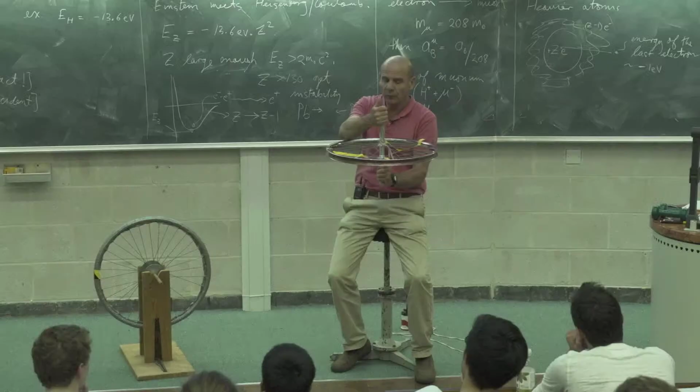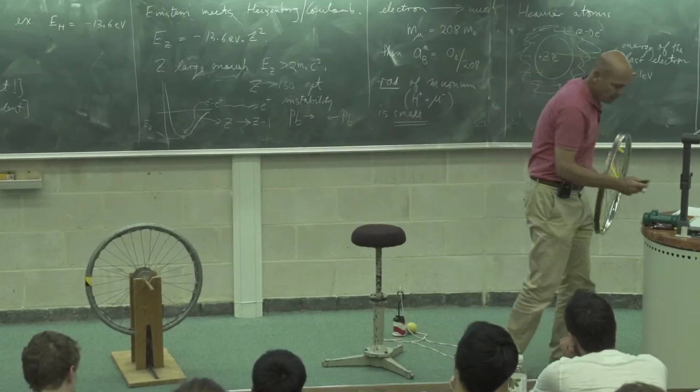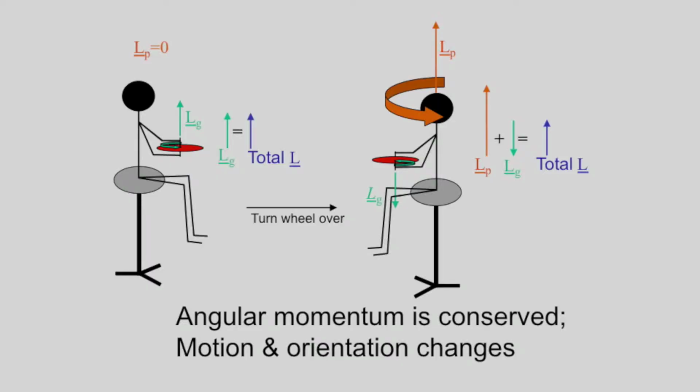Then what happens if you turn this wheel over while it's spinning? Let's look at that carefully. The wheel is now pointing down, and its angular momentum, which I've put in green here, is pointing down because we've turned the wheel over. The total angular momentum is still this blue value, which is the same in magnitude as this value. And if the total is to remain this blue one, and we've turned the green one over, then we have to have twice as much angular momentum of the person sitting on the seat.